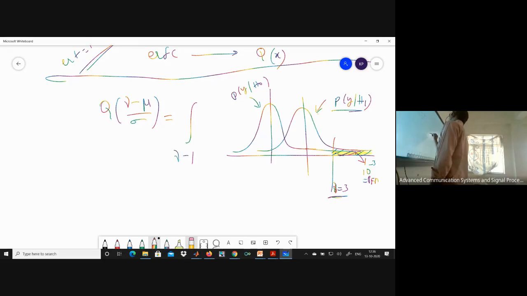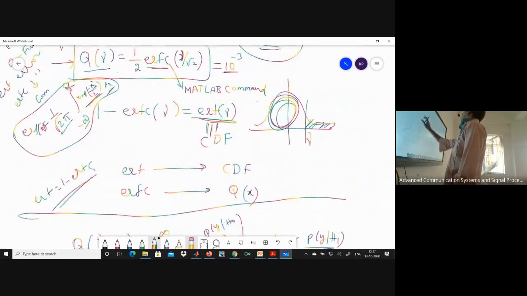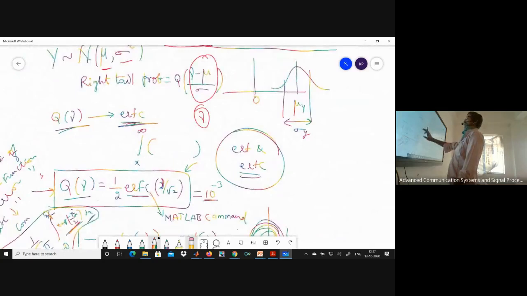Gamma minus mu divided by sigma to infinity. So that means we would like to calculate this one. Gamma minus mu divided by sigma, where gamma, we have found it as 3.3, minus mu. What is the mean over here? If I try to remember, what will be the mean over here for the single sample case?